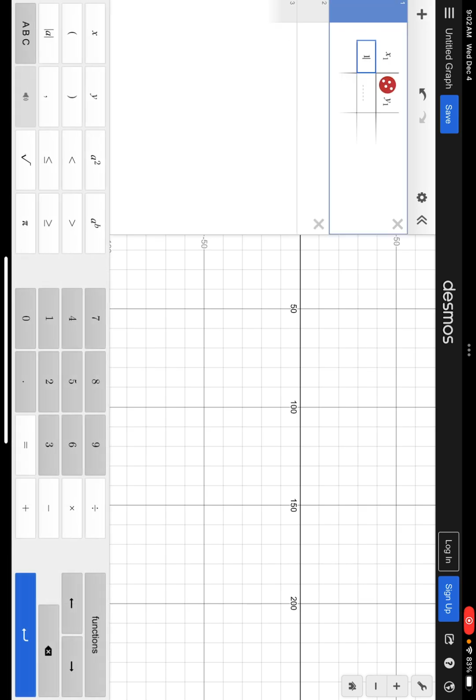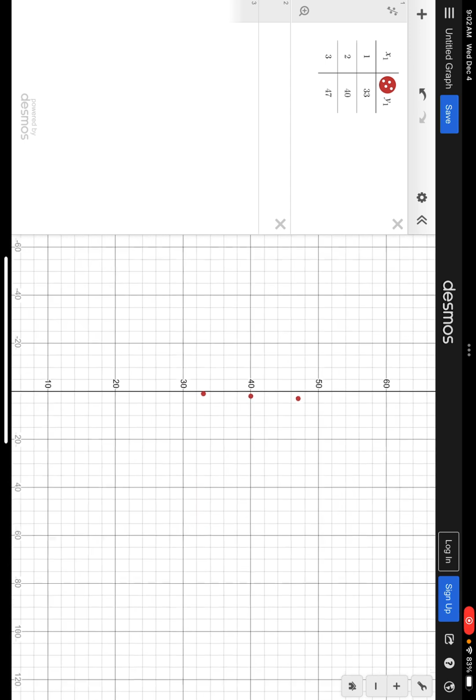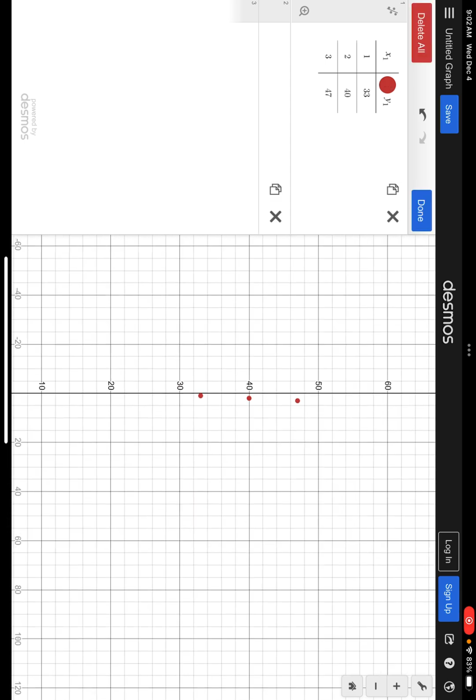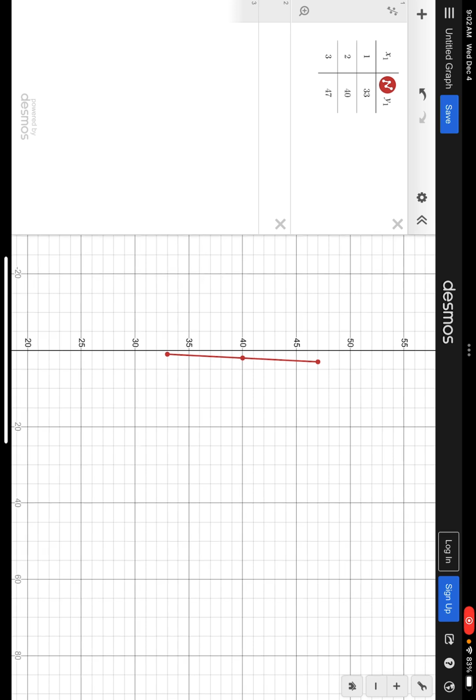So let me do it one more time. I'm gonna do a couple points just to show you. One more time, 2 and 40. Thanks for being patient with me. 3 and 47. Okay, and I can zoom this and I can see it kind of looks like it is, right? And then I would just press the gear, press the color, and switch the line to on. And I can see this would make a straight line based on the 3 points that I have, okay?